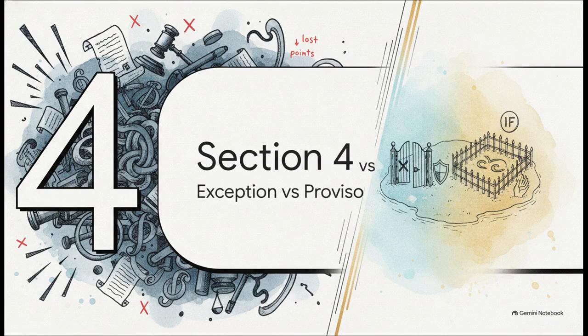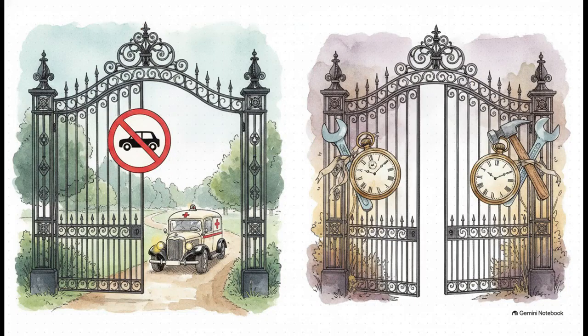Section 4. Exceptions versus provisos. Moving on to what is arguably the highest yield part of your exam prep, understanding the boundaries between these neighboring legal concepts. If you mix these up on an exam, it's going to cost you points. Grounding this in a really relatable, highly testable hypothetical, imagine a basic rule that just says no vehicles inside the park.